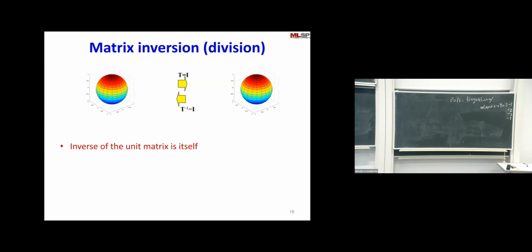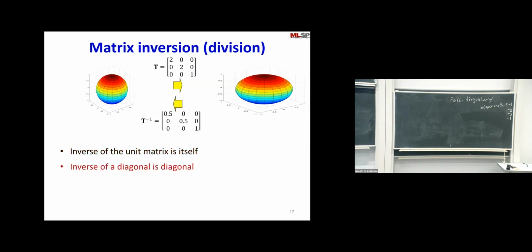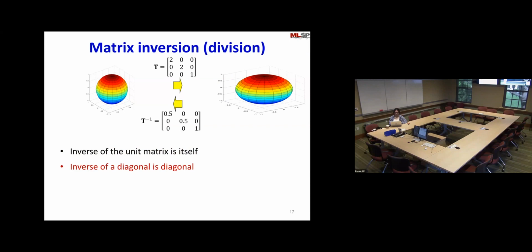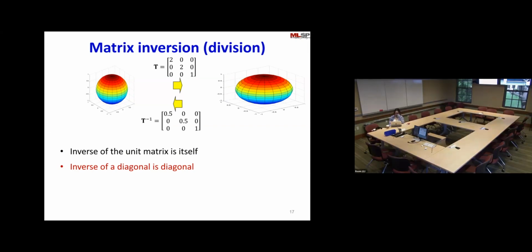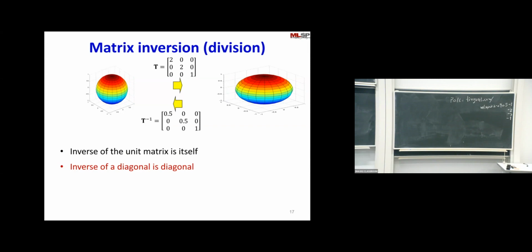So the inverse of a diagonal matrix is going to be a diagonal matrix also, right? What did the diagonal matrix do? It scaled the axes. So you're going to scale the axes by the inverse of the original scaling factor. So the inverse of a diagonal matrix is a diagonal matrix. What is the inverse of a rotation matrix? You rotate it back, right? If I rotate something 30 degrees this way, what is the inverse operation? We're going to be rotating it back 30 degrees, right?